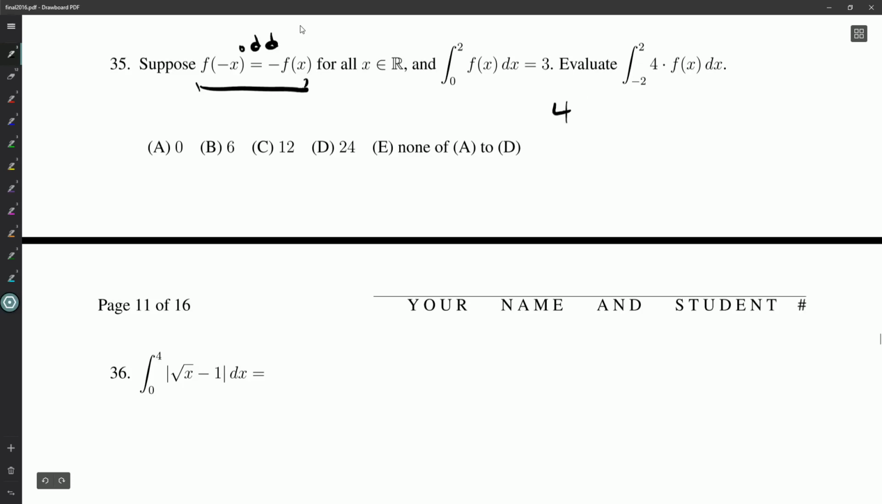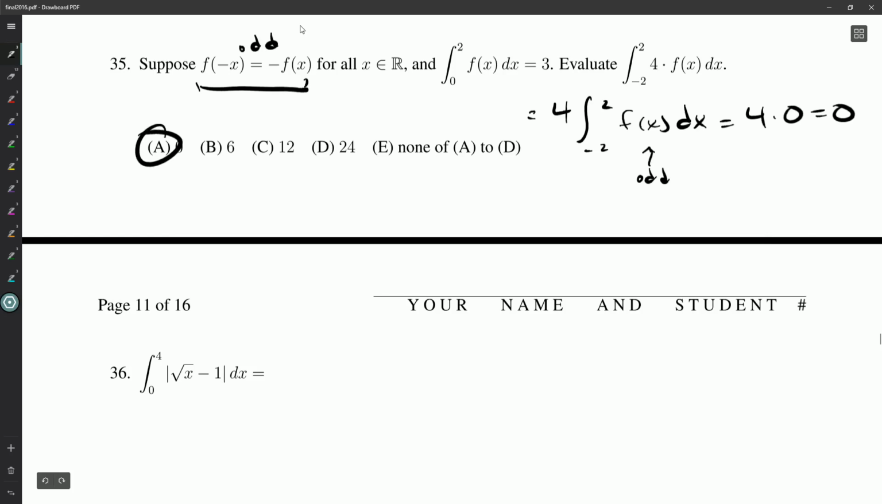Evaluate, well, we're evaluating over a symmetric interval. I'm going to bring the 4 out. You don't have to, but I think it's a little more obvious when we do this. F of x is going to be an odd function, as we said. What happens when you integrate an odd function over a symmetric interval? You get 0. Okay, nothing we need to worry about there.